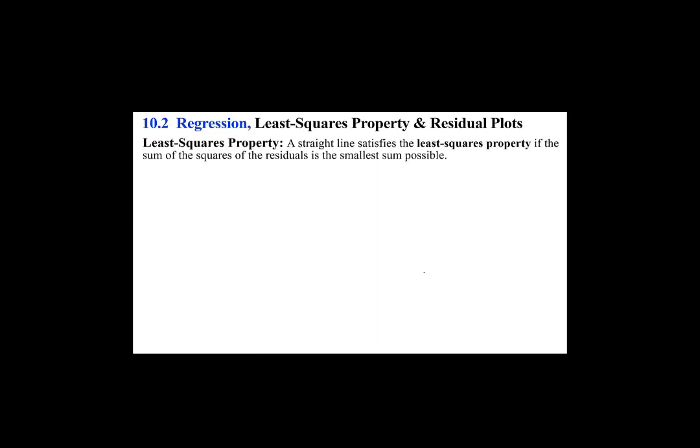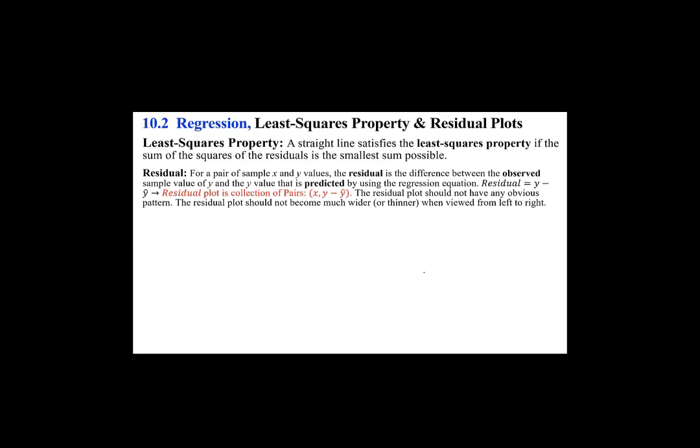Least squares property: a straight line satisfies the least squares property if the sum of the squares of the residuals is the smallest sum possible. Residual: for a pair of sample x and y values, the residual is the difference between the observed sample value of y and the y value that is predicted by using the regression equation. Residual equals y minus y hat. A residual plot is a collection of pairs, x and y minus y hat. The residual plot should not have any obvious pattern. It should not become much wider or thinner when viewed from left to right.